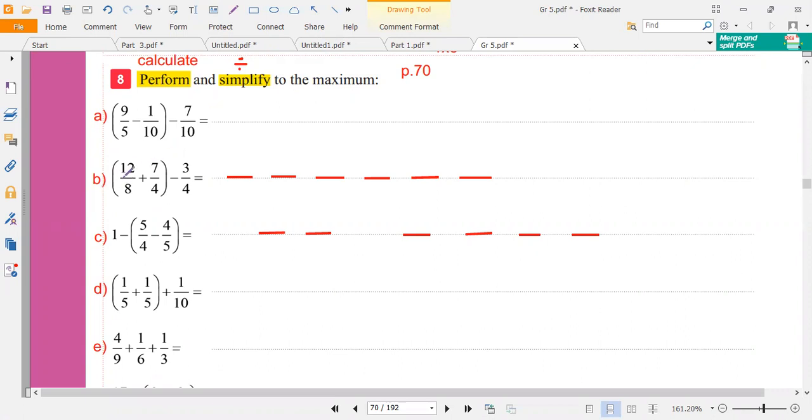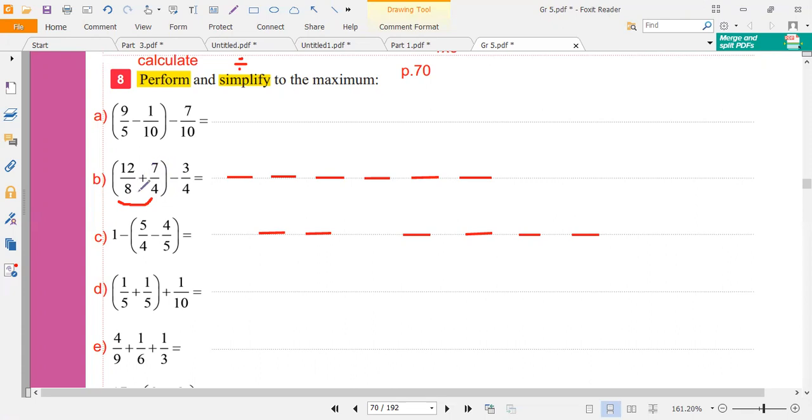Part B, we have 12 eighths plus 7 quarters minus 3 quarters. We have a parenthesis here. We have parenthesis here. And we have a fraction out of parenthesis. So what we have to do first? First, we have to find the answer of the fractions between parentheses.